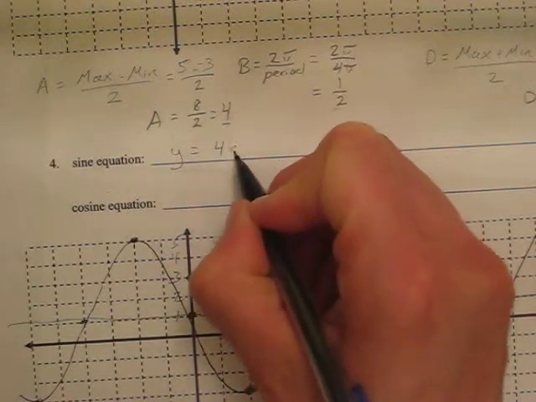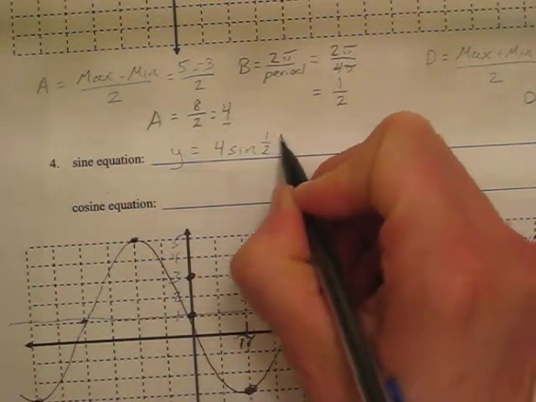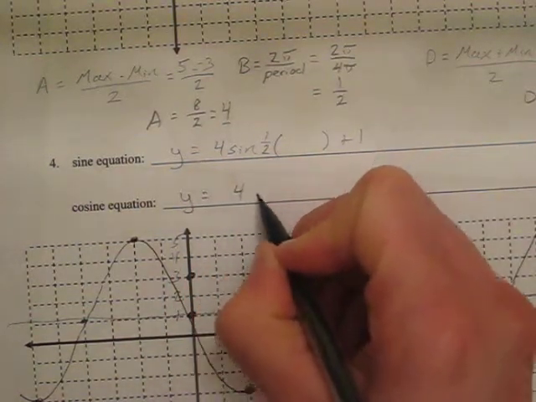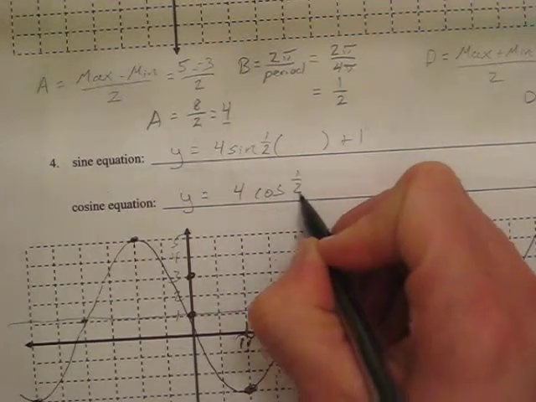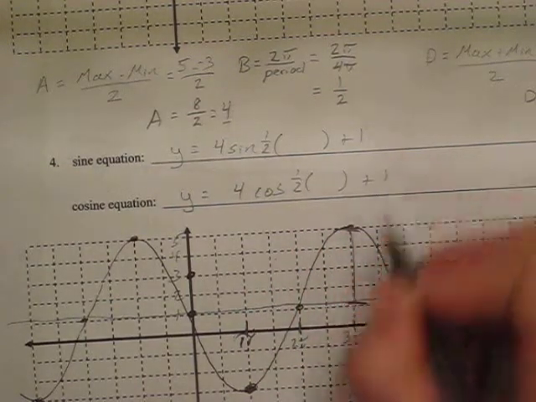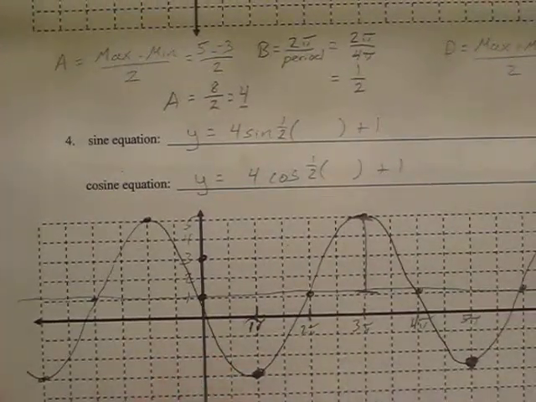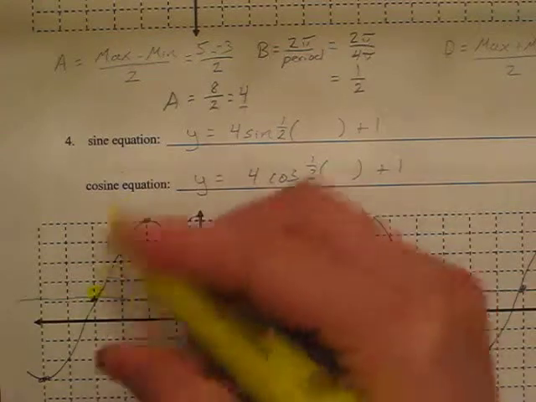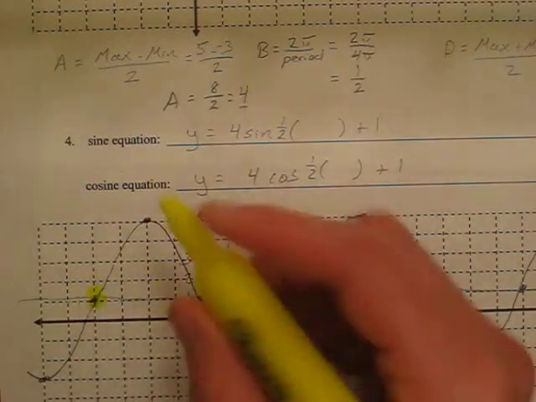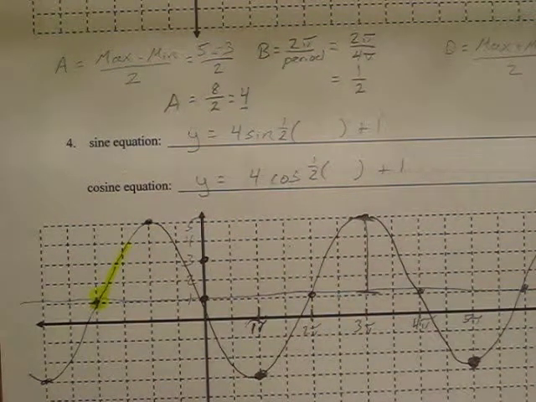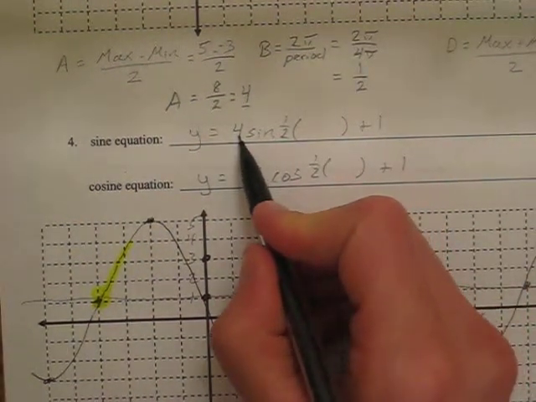So it's going to be 4 sine of 1/2, and then plus 1. And this one is going to be 4 cosine of 1/2 plus 1. Okay, and now I'm just going to pick one point. I'm going to write a positive sine equation. This was yellow in my last graph, so I'm just going to pick this one over here. So I start on the midline for a sine graph, and I increase. This is a positive sine graph. So what that means, this 4 should stay positive.